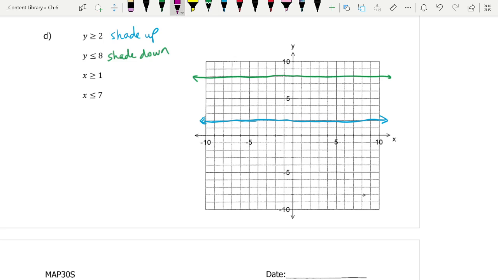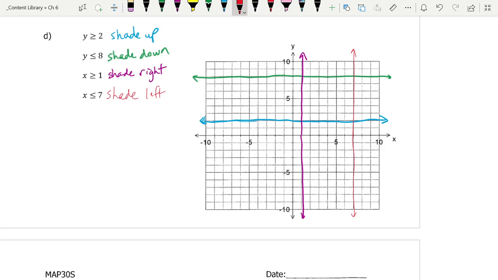X is greater than or equal to 1. I'll do this one in purple. So remember, X lines are up and down. So here's 1. And we're shading to the right, whoops, I just misspelled shade. Shade to the right. And then X less than 7, I'll do this one in red. So 7, 10, 9, 8, 7. And this one is shade left because you have to be less than 7.